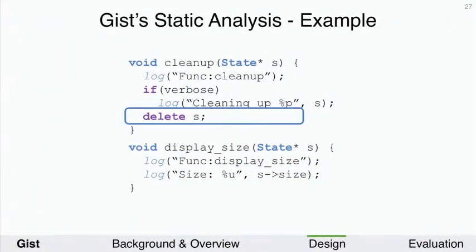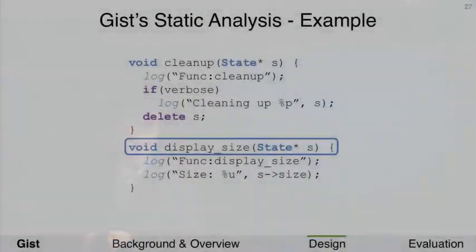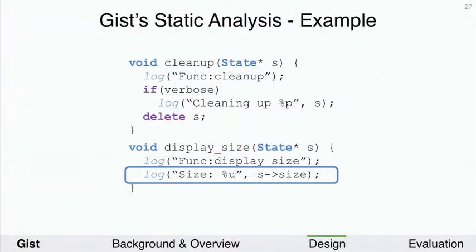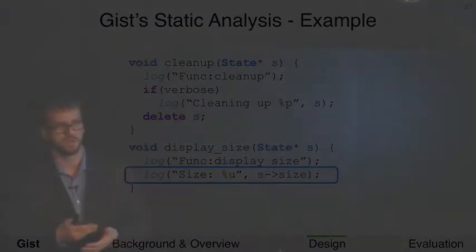All right, so to better understand how slicing works, I'll walk you through an example, and I'll continue using this example to explain the rest of the operation of GIST. In this example, there is a cleanup function that prints some debug messages and deletes the memory allocated to the state object S, and there's a display size function that again prints some debug messages and then displays the size of the state object S. There's, of course, other code in this program, in particular code that calls these functions, but it's irrelevant for the purposes of understanding this example.